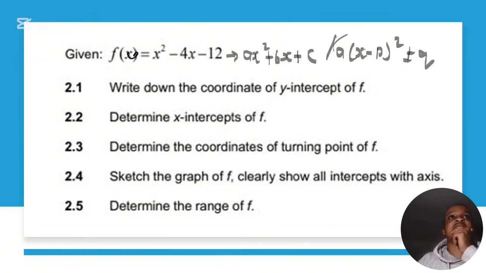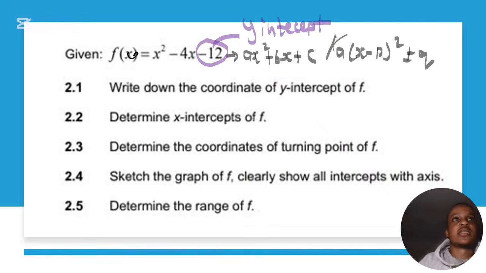Alright, now the first question goes as: state or write down the coordinate of the y-intercept of f. I did mention in the previous video that, as they say here, write down, you don't calculate, it's the constant. Whenever you're going through polynomial functions, the y-intercept is the constant. This is the y-intercept. Always, guys, whenever you are dealing with your polynomial function.